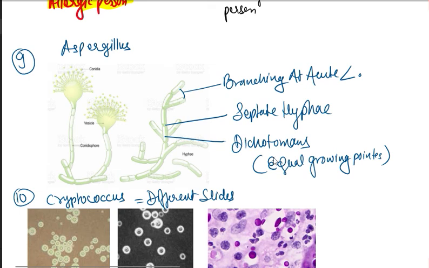Okay, what is this? This picture is showing Aspergillus. So what are some specific features of Aspergillus? It has branching at acute angles. It has septate hyphae, so septation is seen. It is dichotomous. Dichotomous means equal growing points, branching points right and left. So on the same point there is a branching. Okay, so this is Aspergillus species.